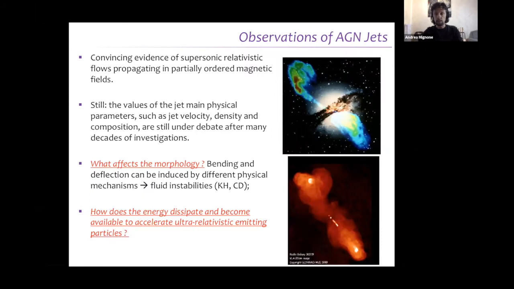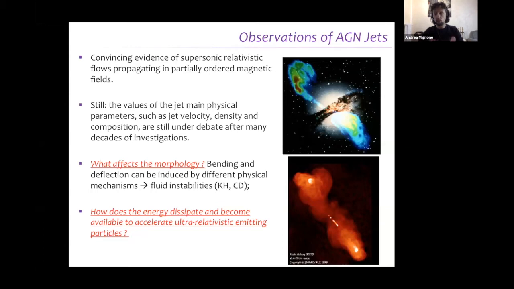Now, there is convincing evidence that we are dealing with supersonic relativistic flows that are propagating in a partially ordered magnetic field. However, after many years of investigation, it's still not clear how to constrain parameters such as the jet velocity, density, composition, magnetic field topology, and strength, okay?